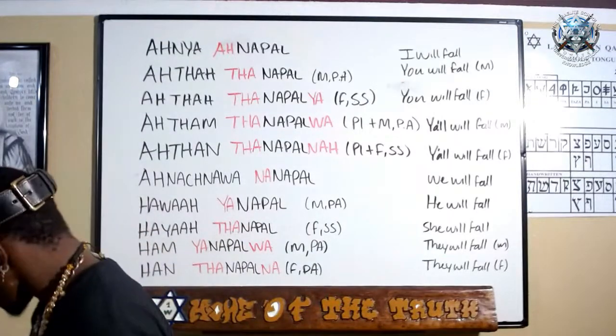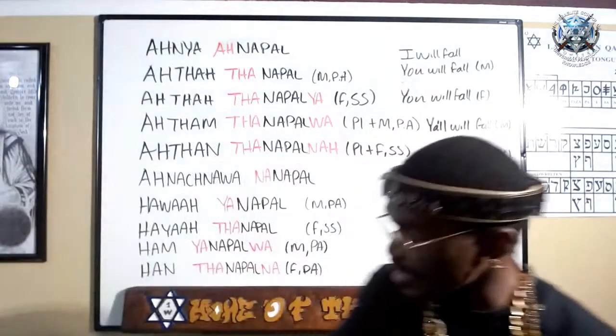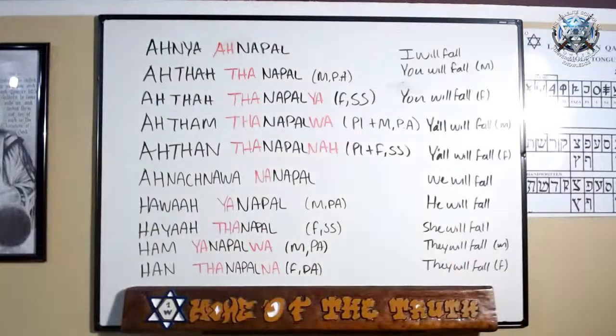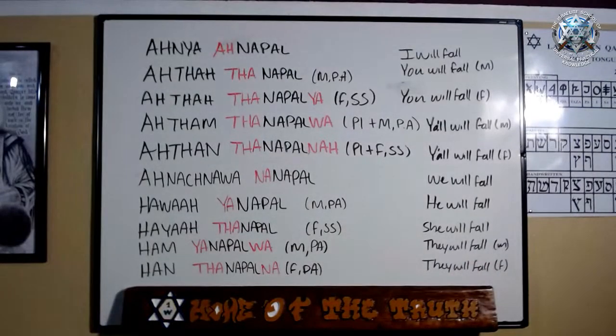All right. Let me know if everyone understands what we have written on the board. All right. Anaya Nepal is I will fall. Atata Nepal is you will fall, masculine. Atata Nepal ya is you will fall, feminine. Athamta Nepal wa is y'all will fall, masculine. Athan Nepal na is y'all will fall, feminine.